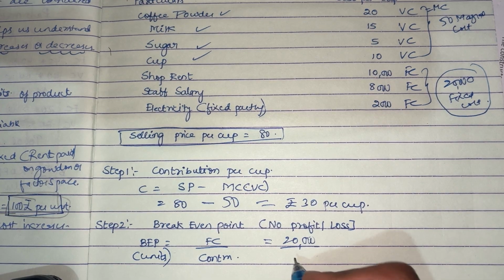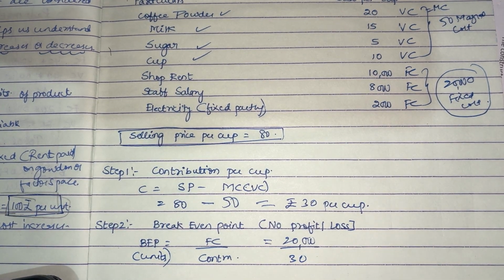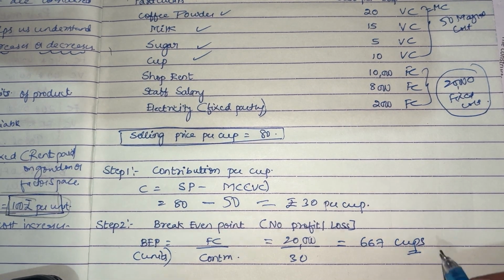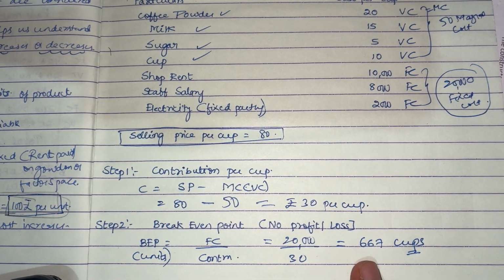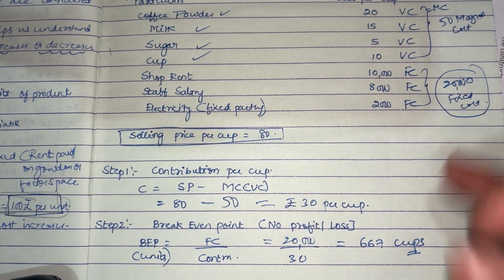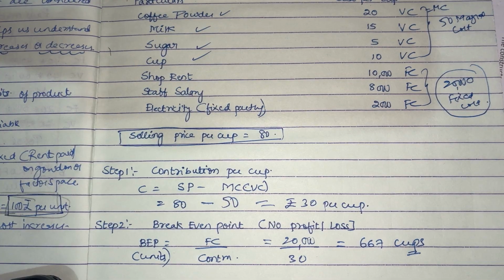So now what is contribution? 30. So this will come up to 667 cups. So what does it mean? That at least you need to sell 667 cups in order to at least recover this fixed cost, guys. Try to understand.